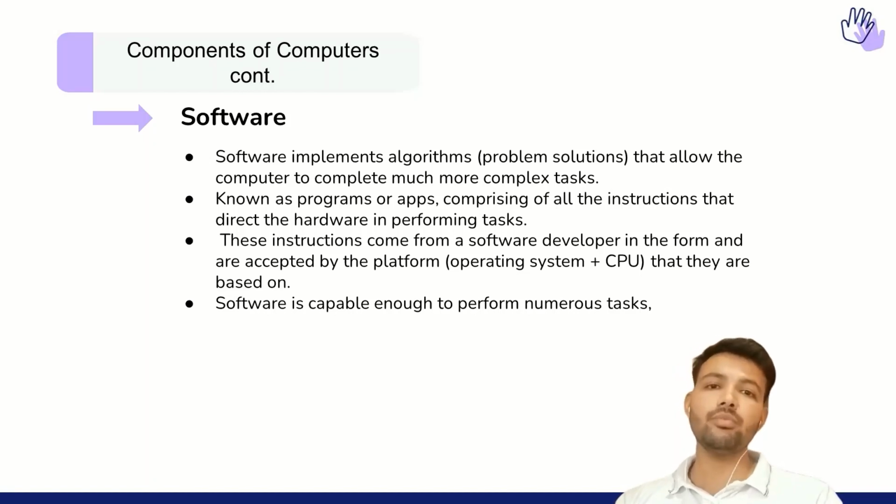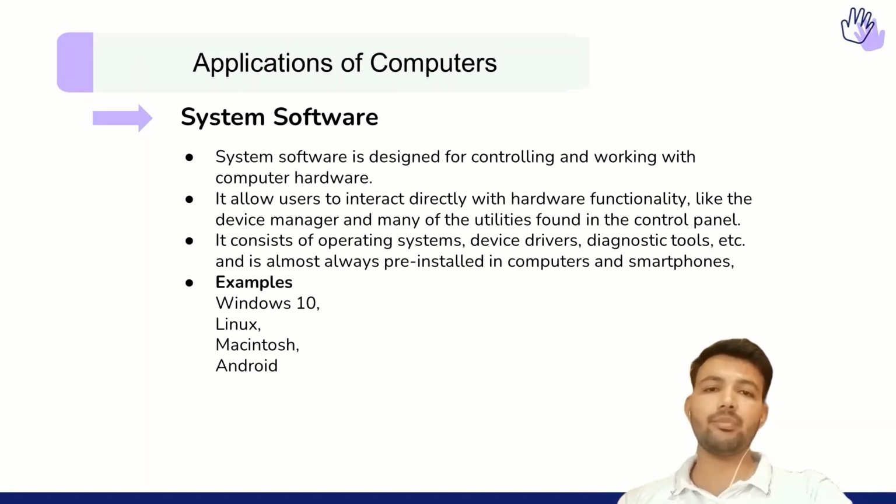तो आपने इनपुट दिया by pressing Enter, that is processed by the computer, और फिर उसका जो एक्शन है that is displayed on the screen. So these instructions we have discussed, and software is capable enough to perform numerous tasks. Obviously there are numerous tasks जो software perform करता है. Now we have two types of software itself, which is system software and application software.